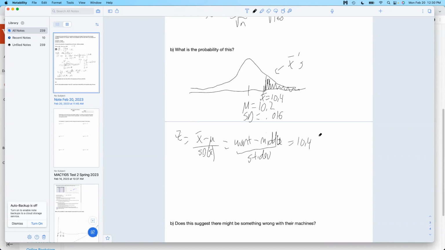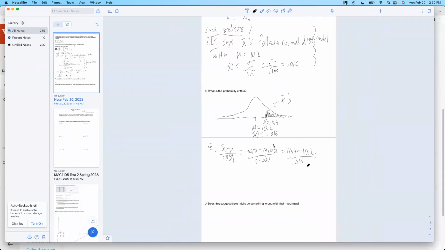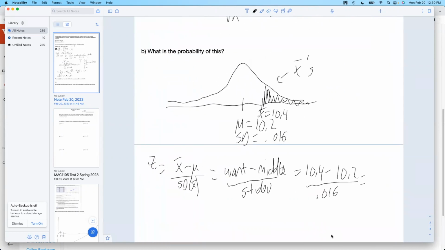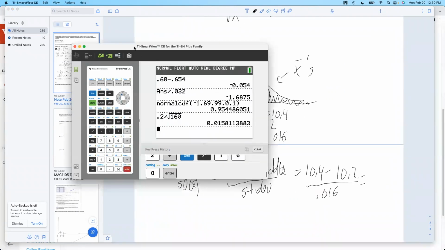So 10.4 minus 10.2 divided by 0.016. A lot of mistakes happen here. People use the wrong standard deviation. So we got 2 different standard deviations floating around in the problem. This is for individual parts. This is for samples of 160 parts. All right, let's throw that in our calculator.